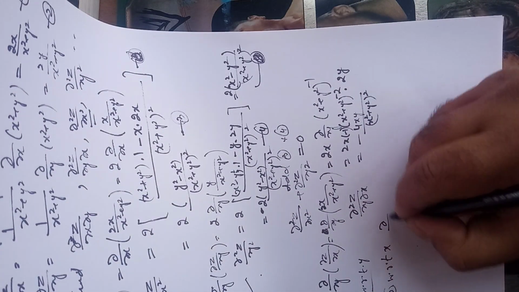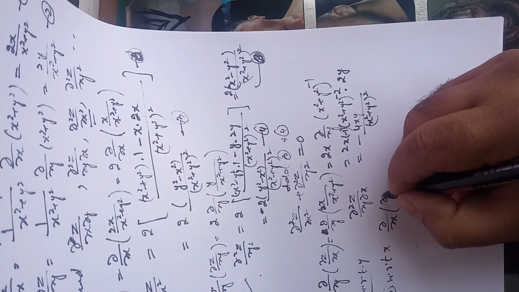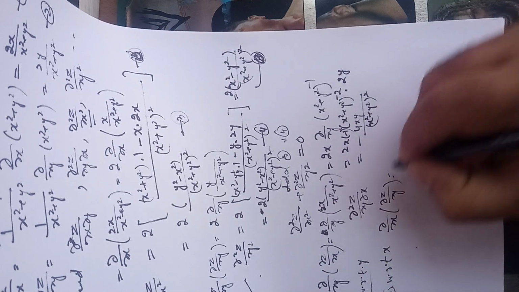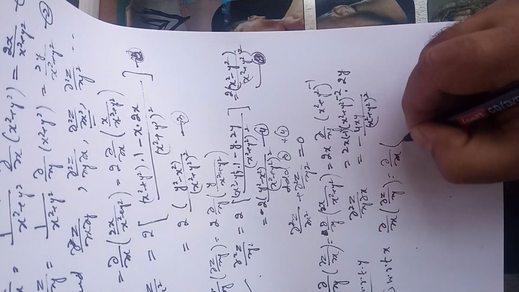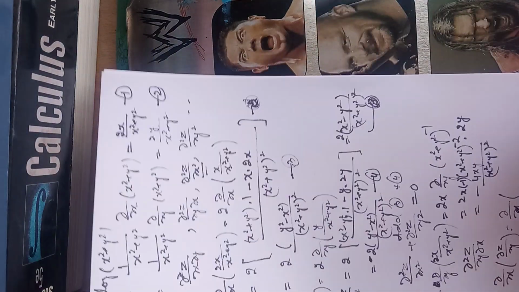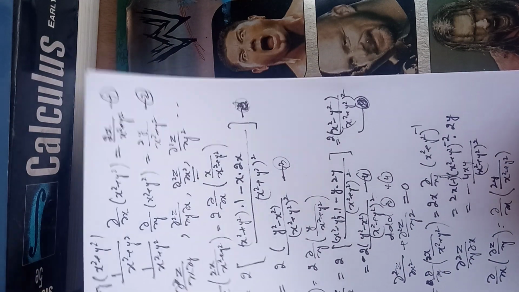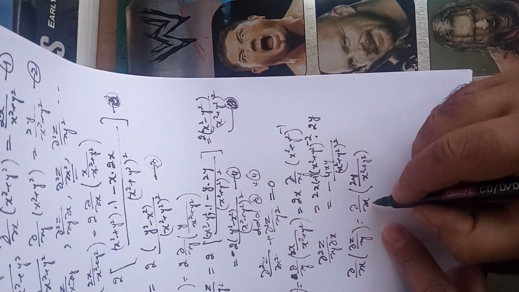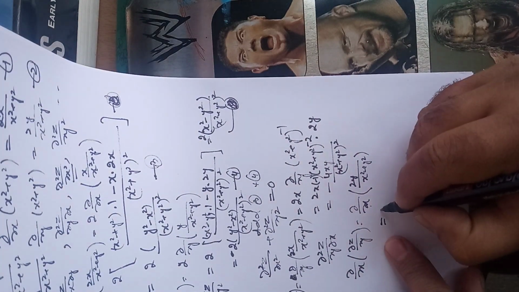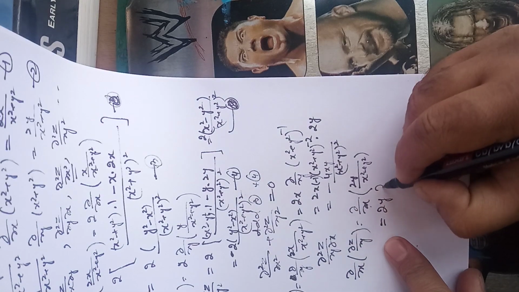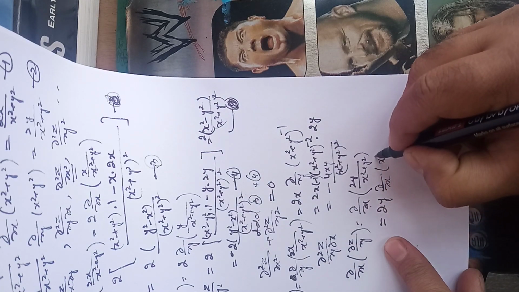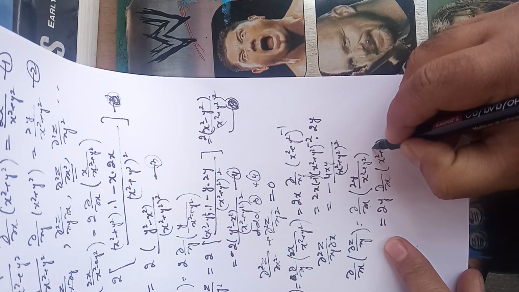This is del by del x of del z by del y. It is del by del x of, what is del z by del y? 2y upon x square plus y square. Again, 2y is constant because we are differentiating with respect to x. This is 2y del by del x of (x square plus y square) raised to the power minus 1.